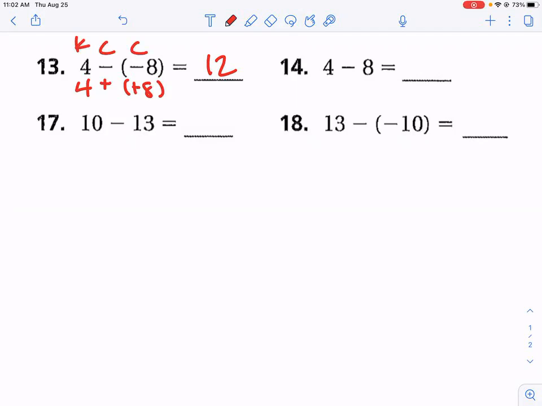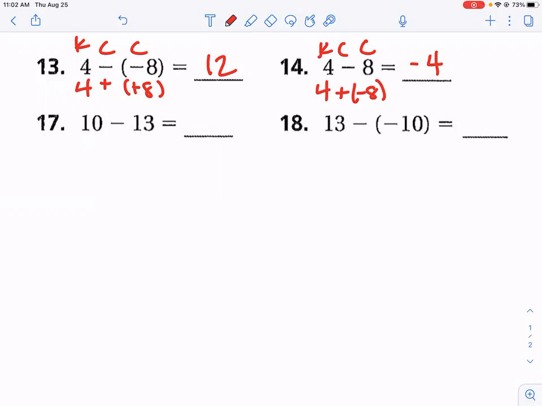Okay, 14 is also a subtraction. Okay, Bronson, what'd you get for 14? -4. When we keep change, we keep the 4, we change to plus, we change to -8. So we have 4 plus -8. We're adding two different signs, so we subtract the numbers and keep the bigger number, okay?